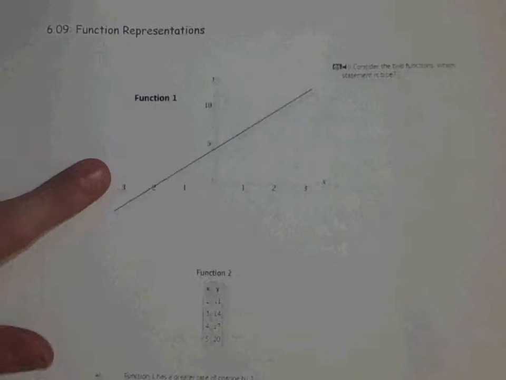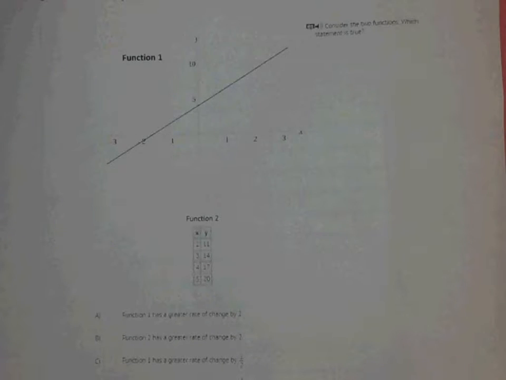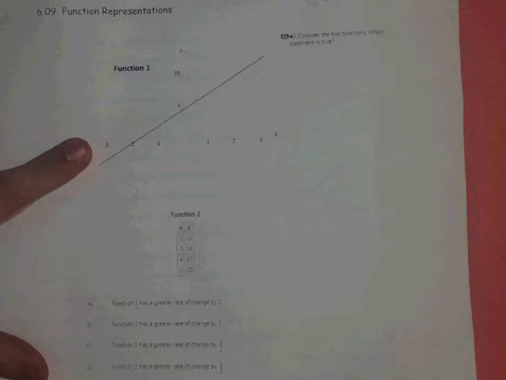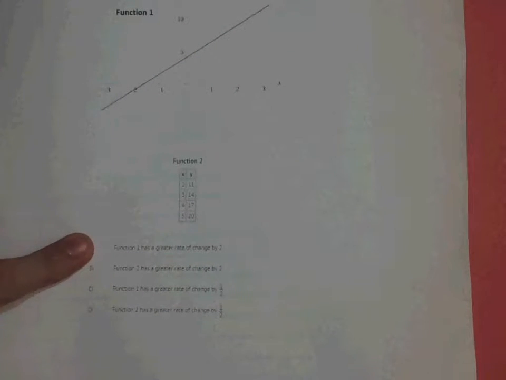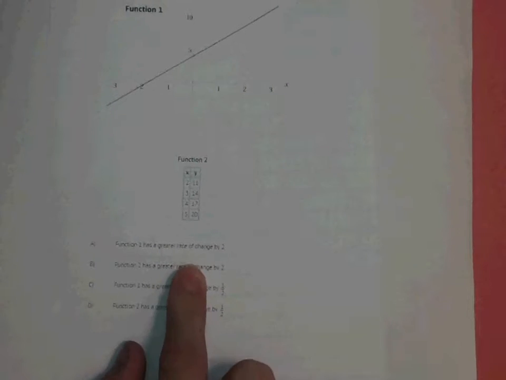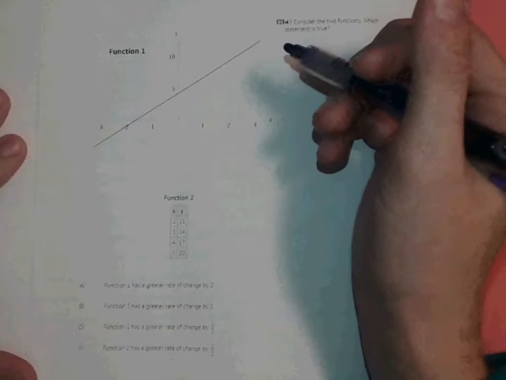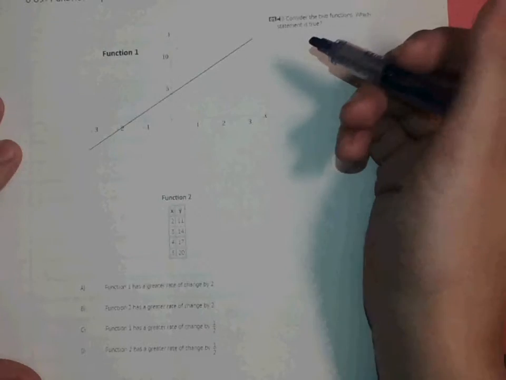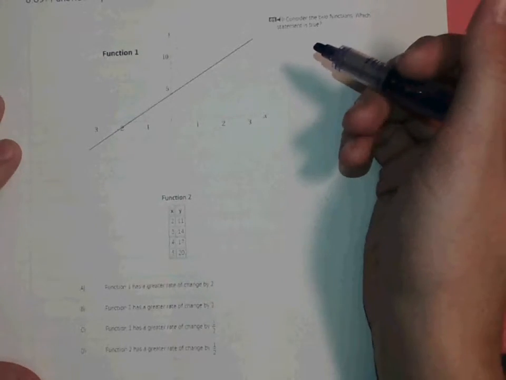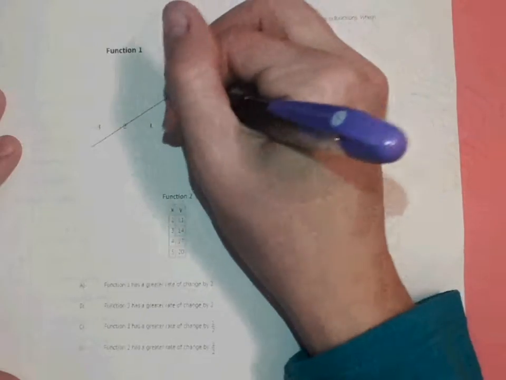So we have a function here, and this is kind of like what you might see on USA Test Prep as well. You've got your function as a graph, and you've got your function as a table. It wants us to compare these. You'll see the word compare a lot on these. You're going to have to look at these and figure out which one has a greater rate of change. The rate of change is your slope. So what I'm going to do is find our slope here.